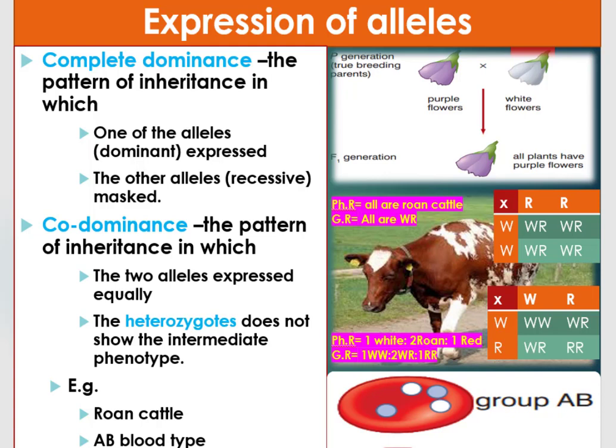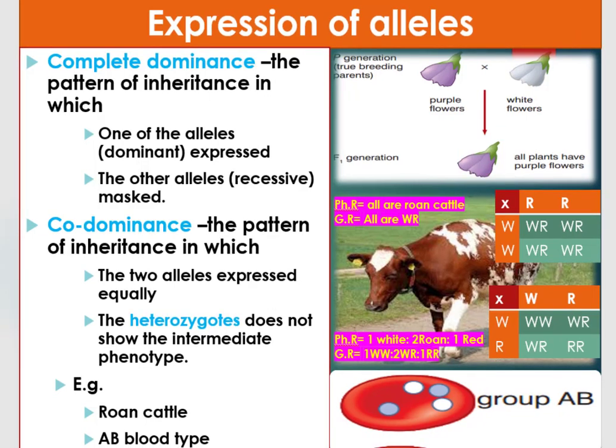The first way of expression is complete dominance. Complete dominance means the pattern of inheritance in which one of the alleles, the dominant one, gets expressed and the other allele, the recessive one, gets masked within an organism. For example, if we cross purple flowered pea plants with white flowered pea plants, which is the parental generation, we obtain all purple flowered pea plants in the F1 generation. This indicates that the allele for purple flower color is dominant over the allele for white flower color.